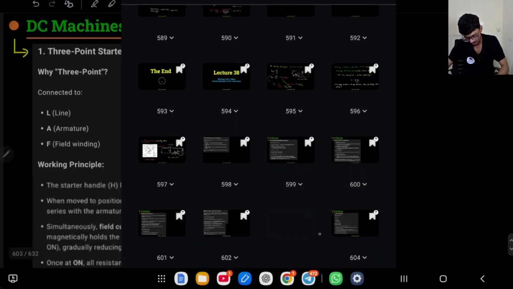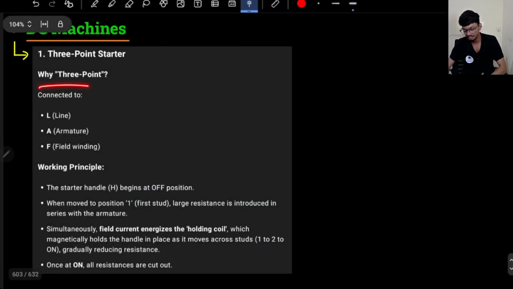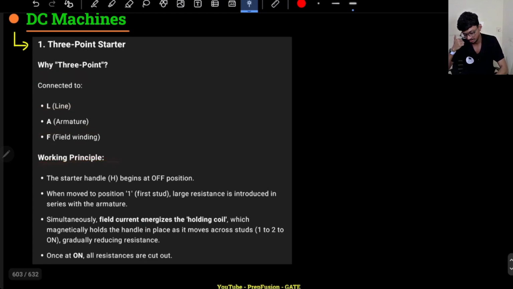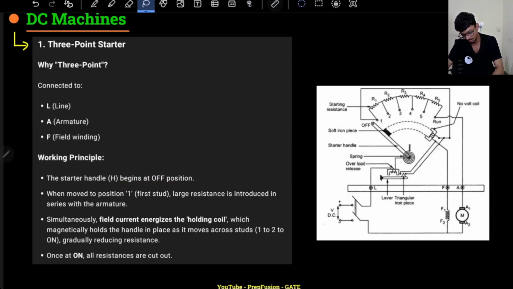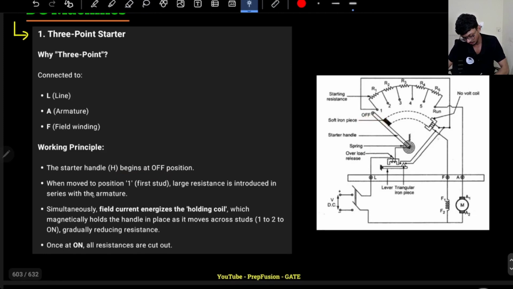So the working of the starter is written over here. It is called a 3-point starter because it has 3 points: line, armature and field winding. That's why it is called a 3-point starter. What is the working principle? The starter handle begins at the off position. So we will begin our operation at the off position, and when moved to position 1 a large resistance is introduced, so the current is limited.